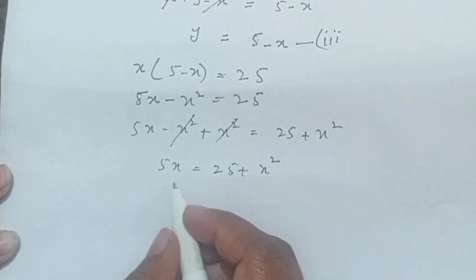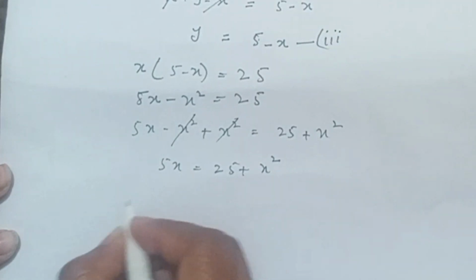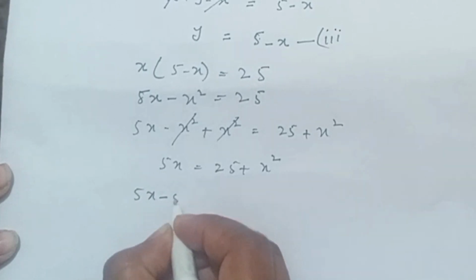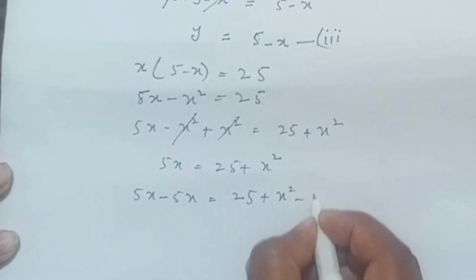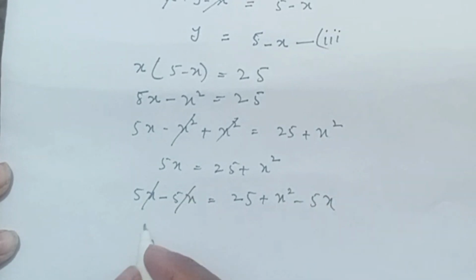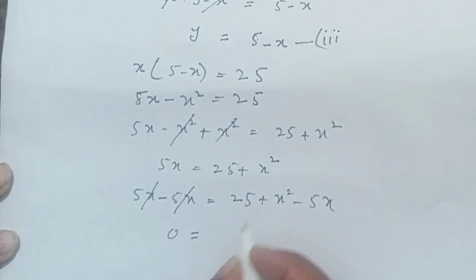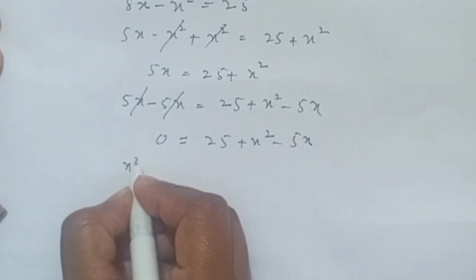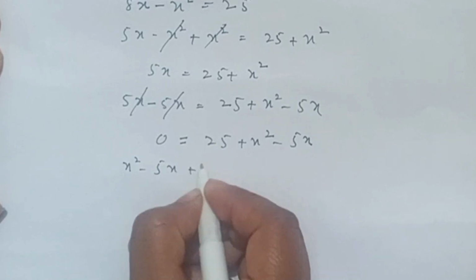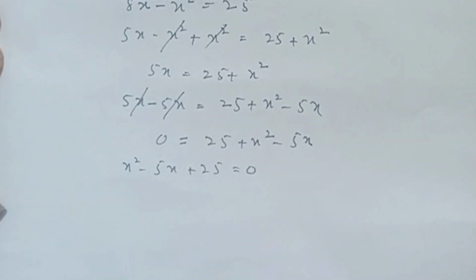Now in the next step, we subtract 5 times x on both sides of this equation. This will cancel. On the left hand side we just get 0 and the right hand side is 25 plus x square minus 5 times x. Now we rearrange this equation. So we get x square minus 5 times x plus 25 is equal to 0. And this is a quadratic equation, and we use the quadratic formula to solve this equation.